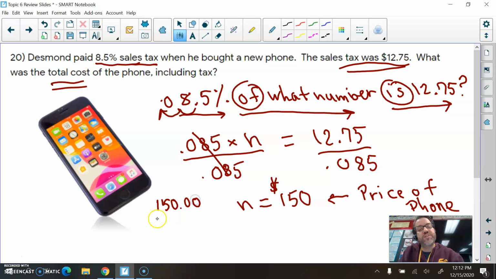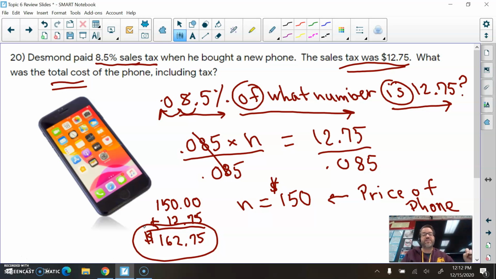But if we're going to include the tax, we need to add the sales tax of $12.75 to this. So we actually have one additional step here, and we get $162.75. This is the total cost including sales tax, $162.75. So a lot of people will get to this point, but they'll forget, uh-oh, there is one more step here that I need to complete.